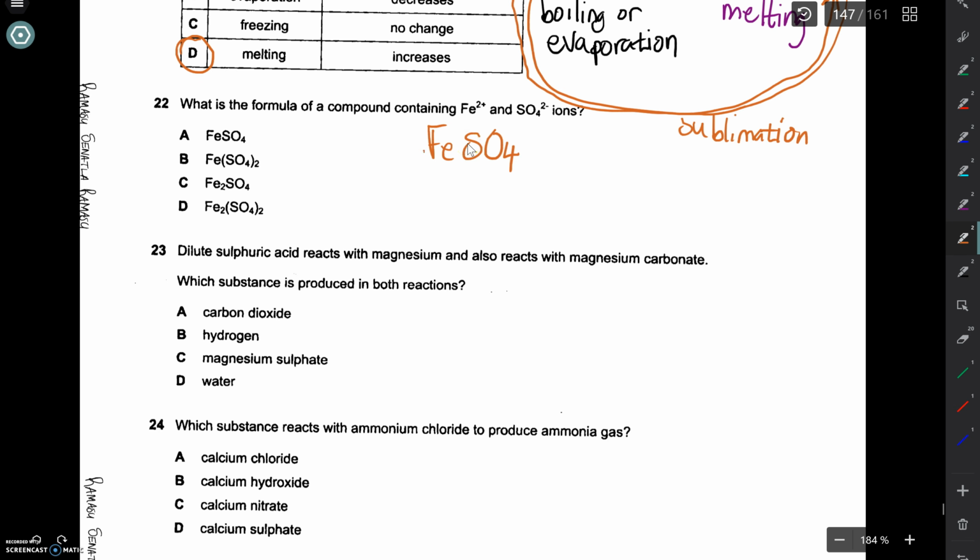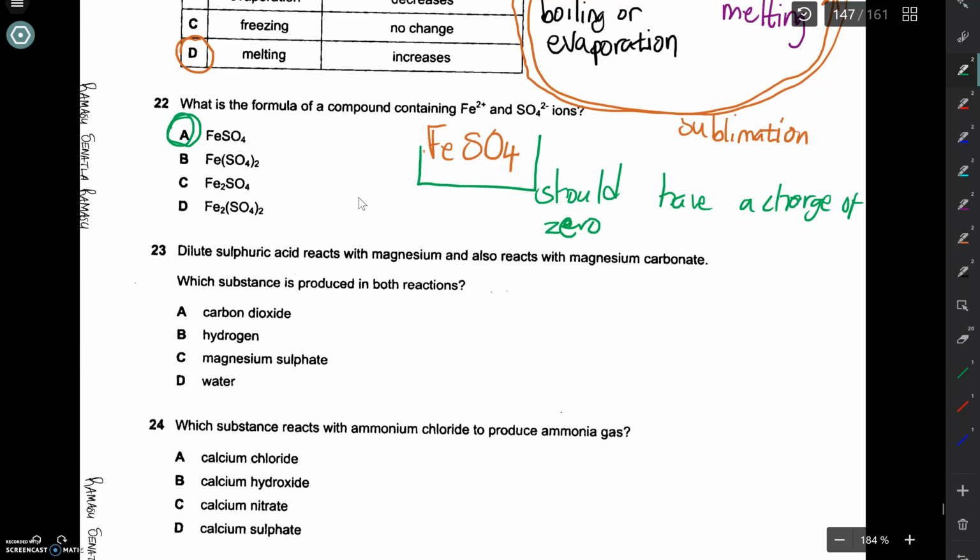Because a compound like this should have a charge of 0, right? So because this is 2 plus and this is 2 minus, these ions will combine and cancel each other out, so that the compound has a charge of 0. Then our answer here would be FeSO4.